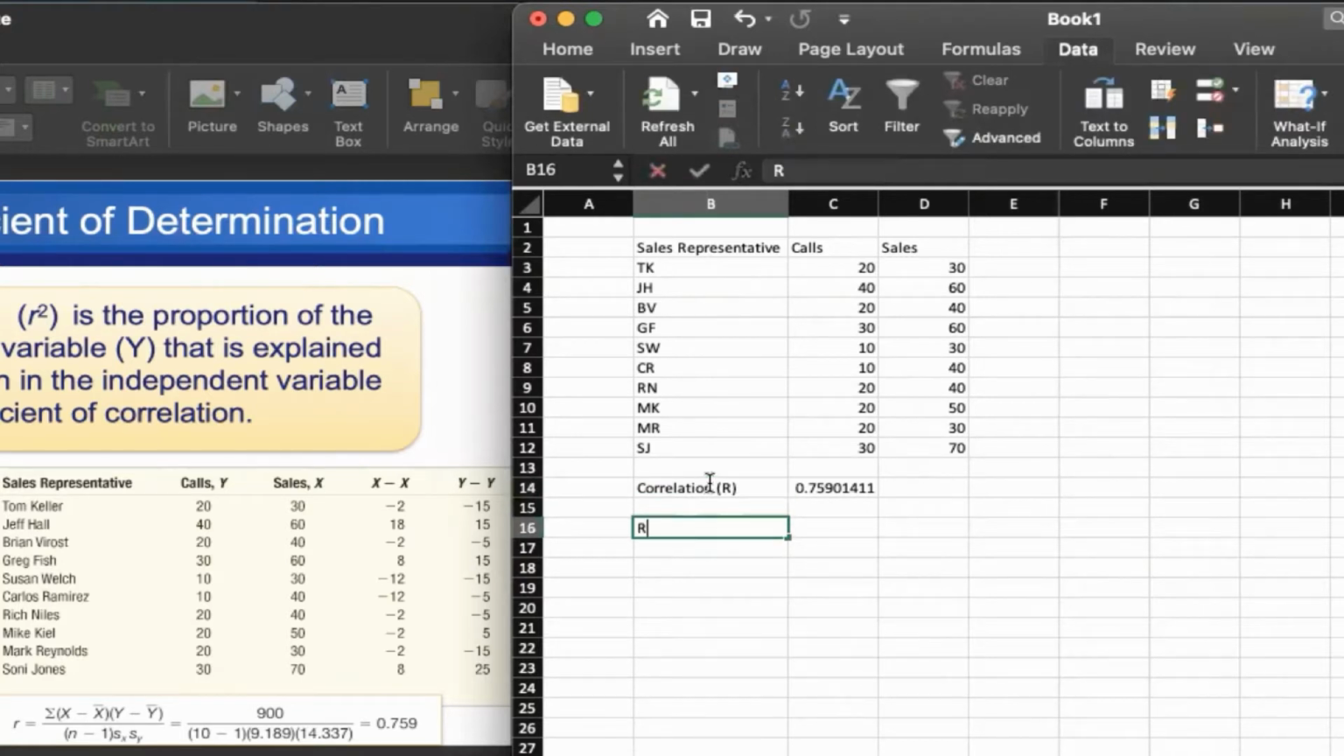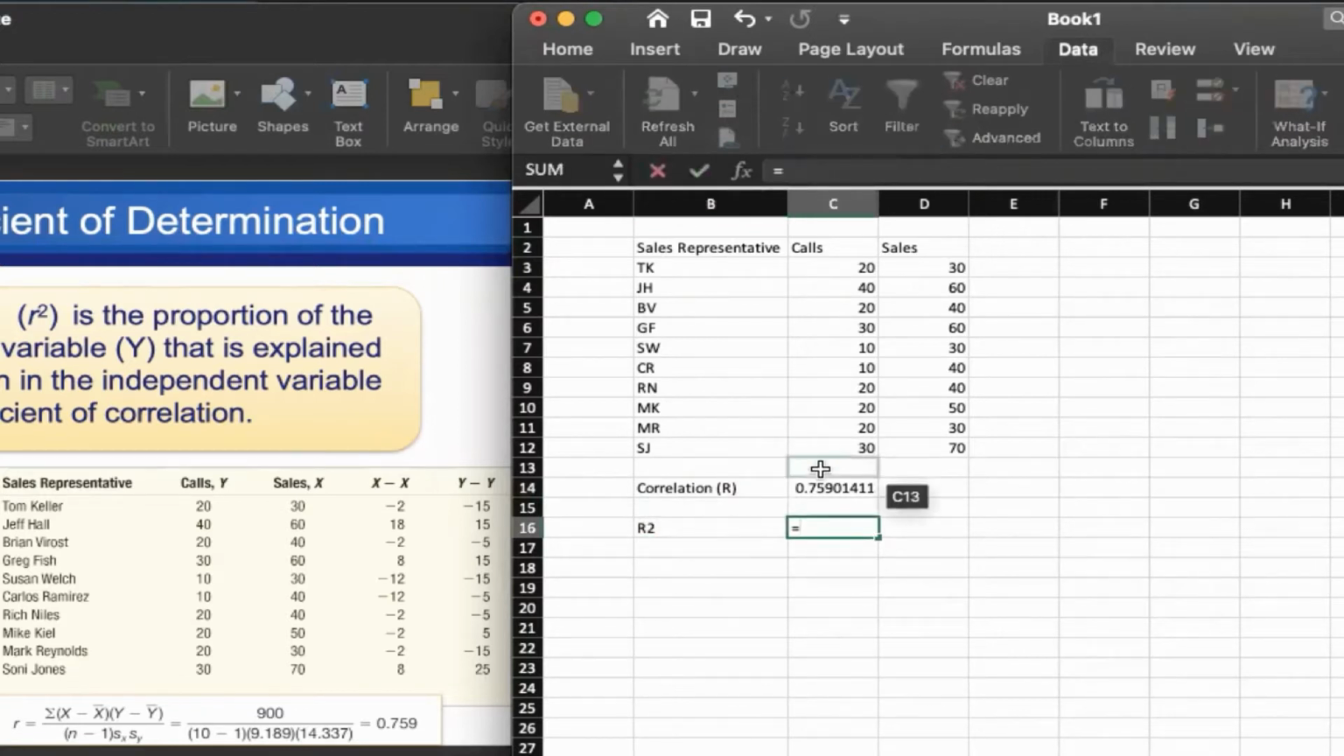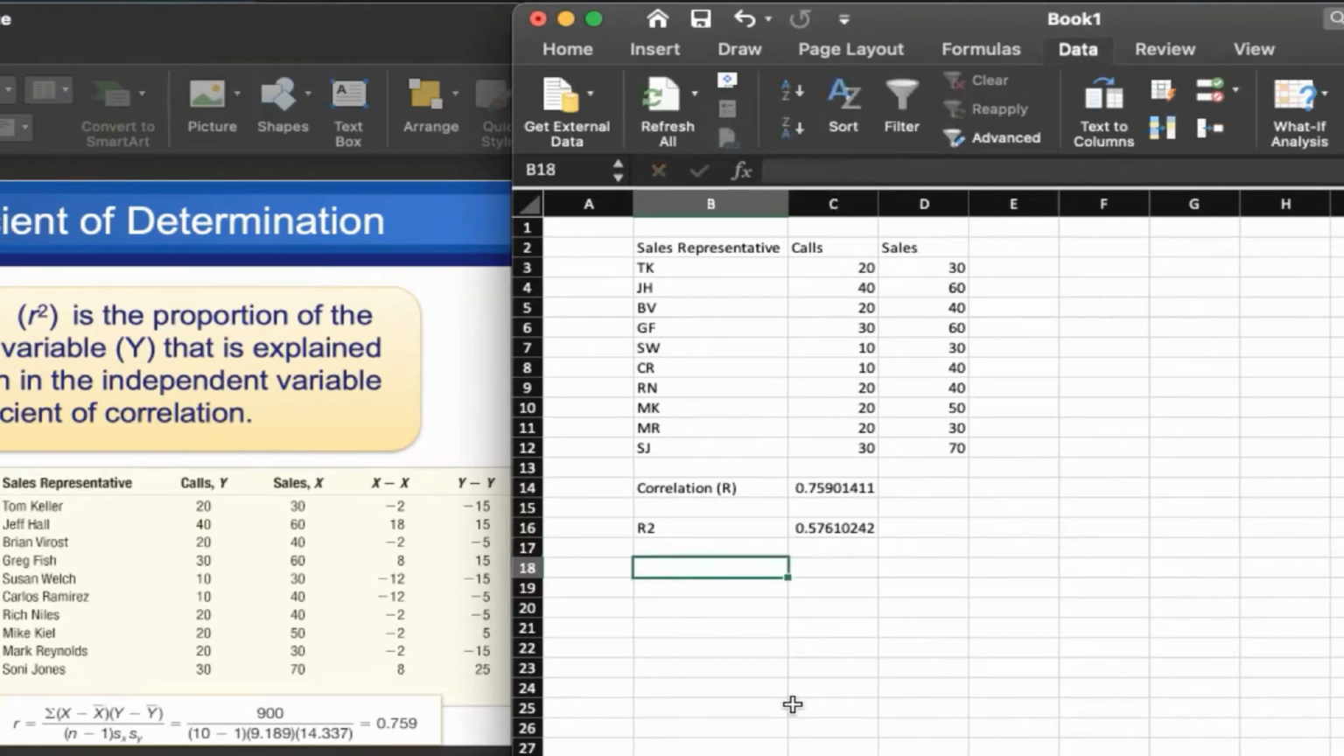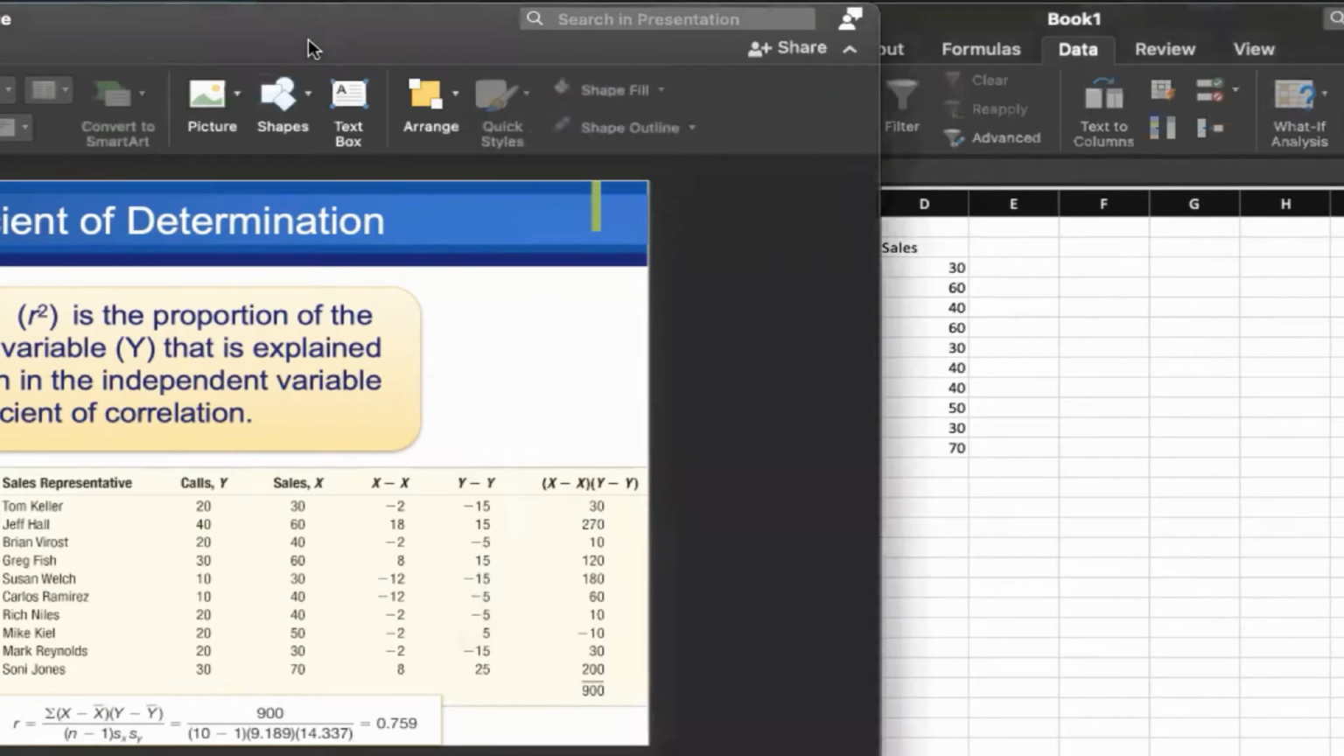And R square is going to be simply this one times that. So the R square is 0.576. And what does that mean? I get the correlation. What does that number mean?